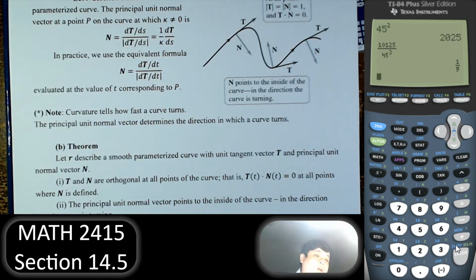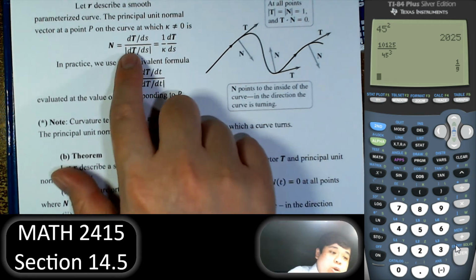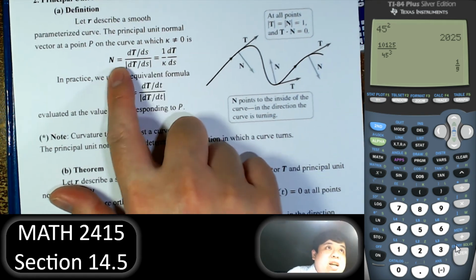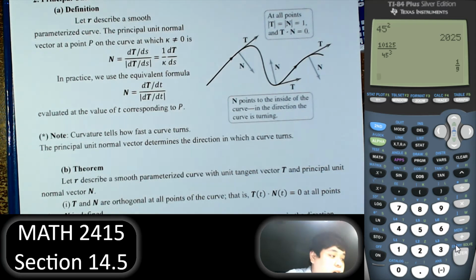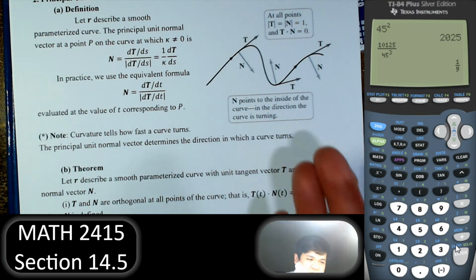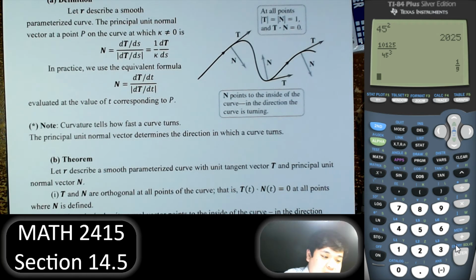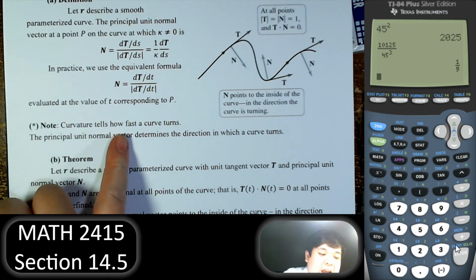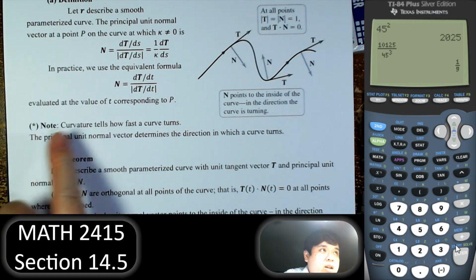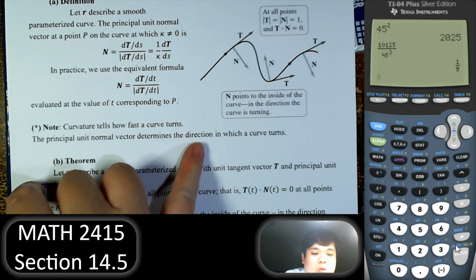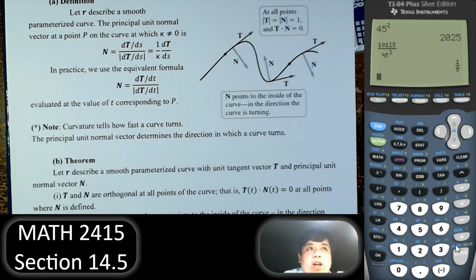So if we want to, we certainly can do that, and we write that in terms of s, and that works out just fine. Like I said, there will be 10 or 15 different ways to calculate the curvature, and of course there are a lot of ways to do this. Right. So note, curvature tells how fast a curve turns. The principal normal is the direction in which the curve turns.